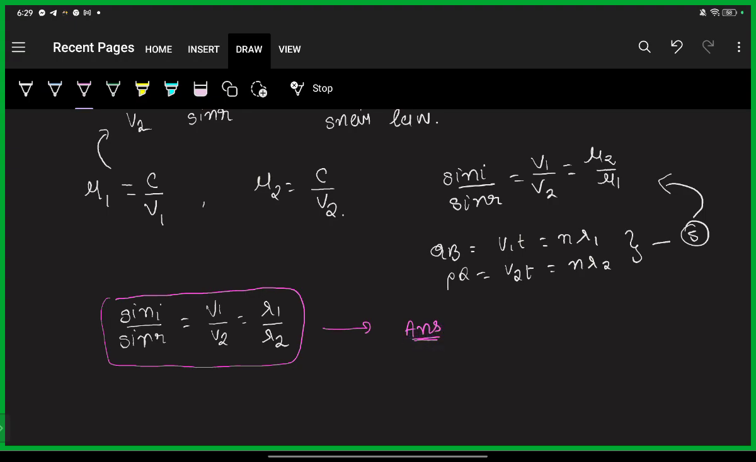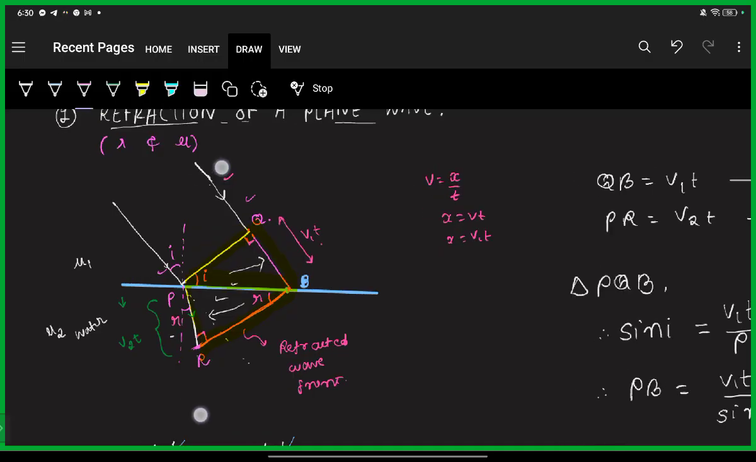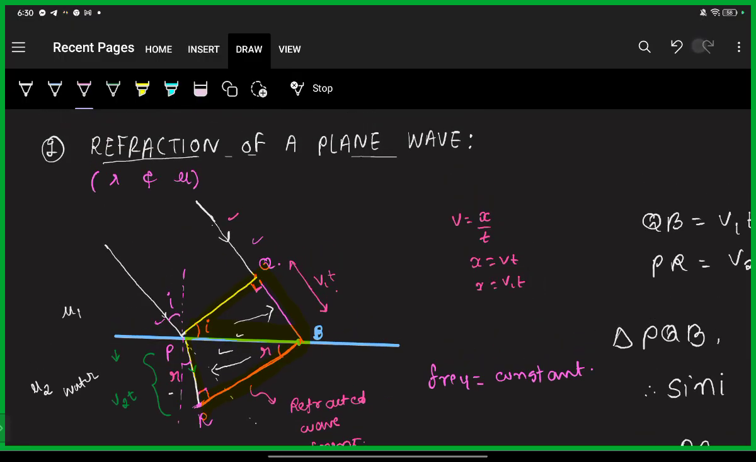This is the relationship between speed, wavelength, and the angle. So we derived this relation using wave theory. The frequency of the wave does not change. One thing you must remember, that when a ray or a wavefront passes from one medium to another, frequency remains constant. It does not change at all. So this was the theory.